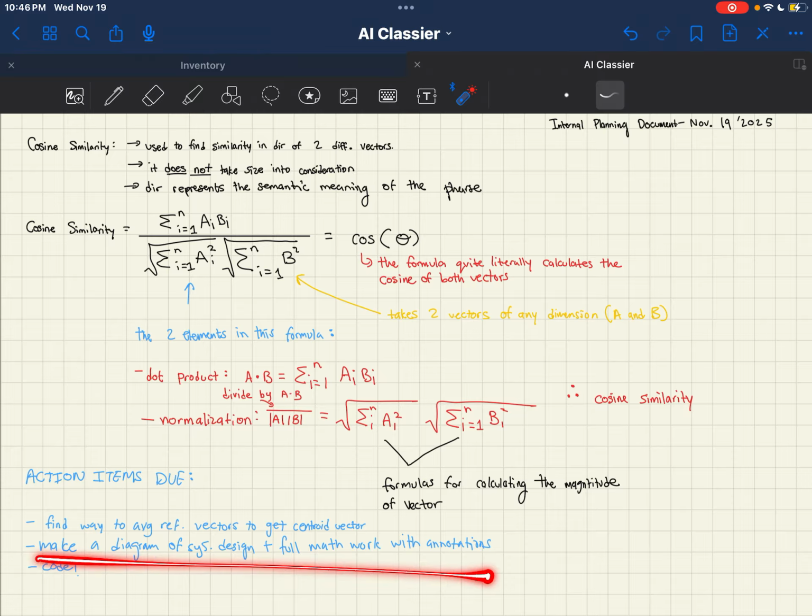Then I'm just going to make a diagram of what I just talked about right now. I'm going to have AI summarize all of this too. And then I'm just going to have this diagram of the system design that I have, especially this first part of finding average reference vectors to get that centroid vector. Again, I don't know the formula, or the method. I'm going to figure that out tomorrow.